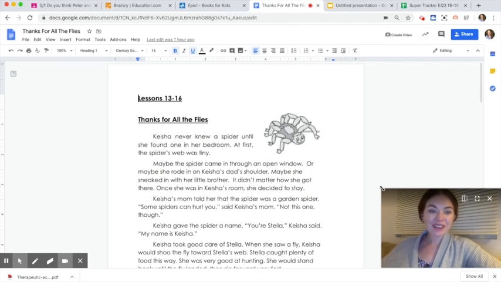I am excited to dig into this text with you guys because I think it's a really fun story, and it reminds me a little bit of Charlotte's Web, which I know that you got the chance to read in first grade. And it's a story that many of us love and hold dear to our hearts.